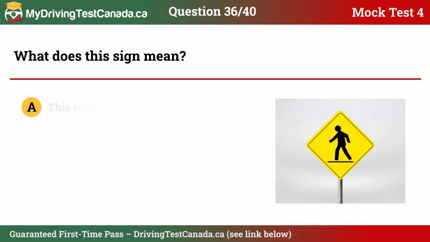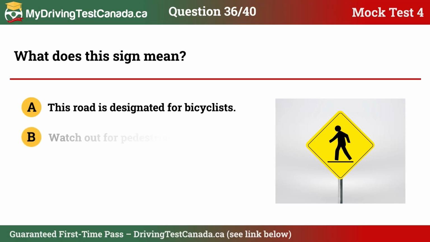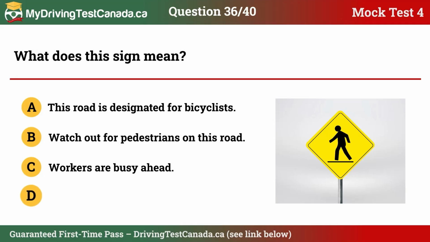A. This road is designated for bicyclists. B. Watch out for pedestrians on this road. C. Workers are busy ahead. D. There is a residential area ahead.